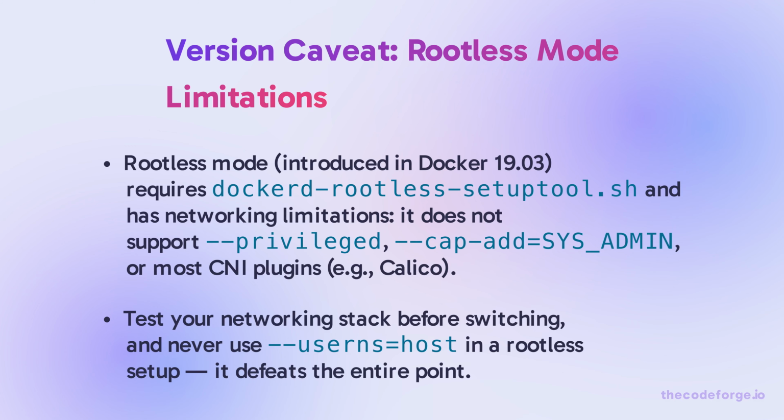Rootless mode, introduced in Docker 19.03, requires the dockerd-rootless-setuptool.sh and has networking limitations. It does not support privileged, cap-add=SYS_ADMIN, or most CNI plugins, e.g. Calico. Test your networking stack before switching, and never use userns=host in a rootless setup. It defeats the entire point.